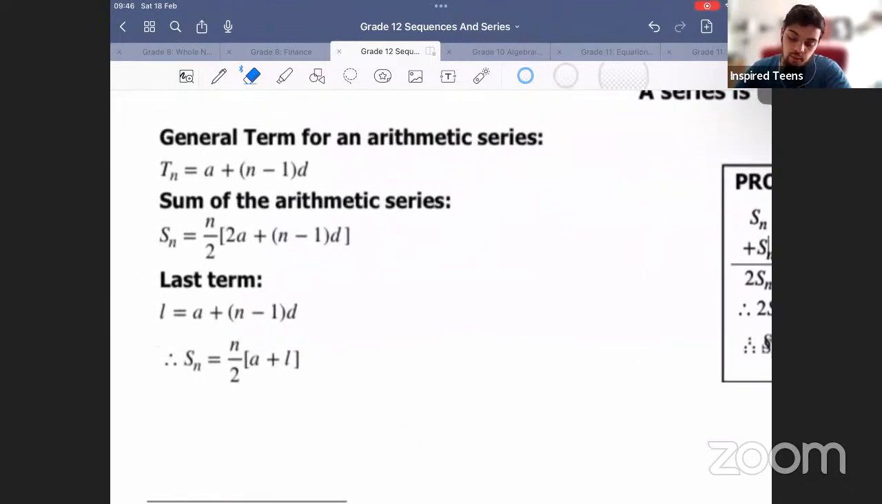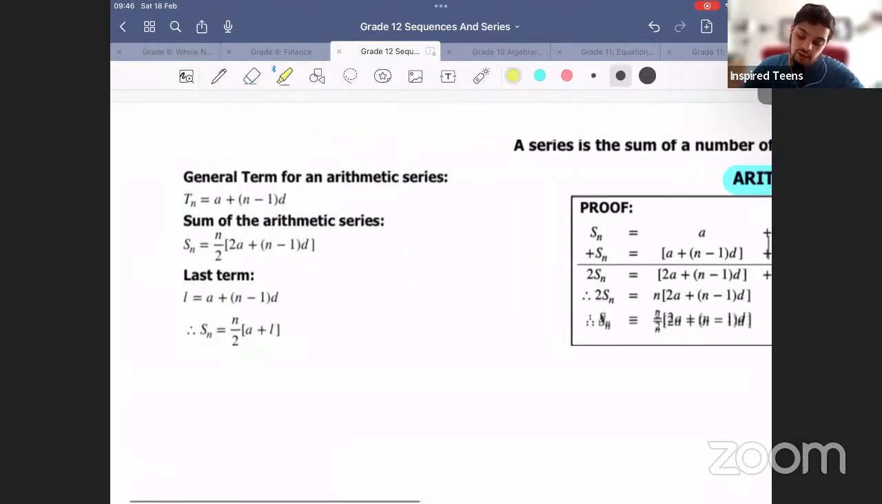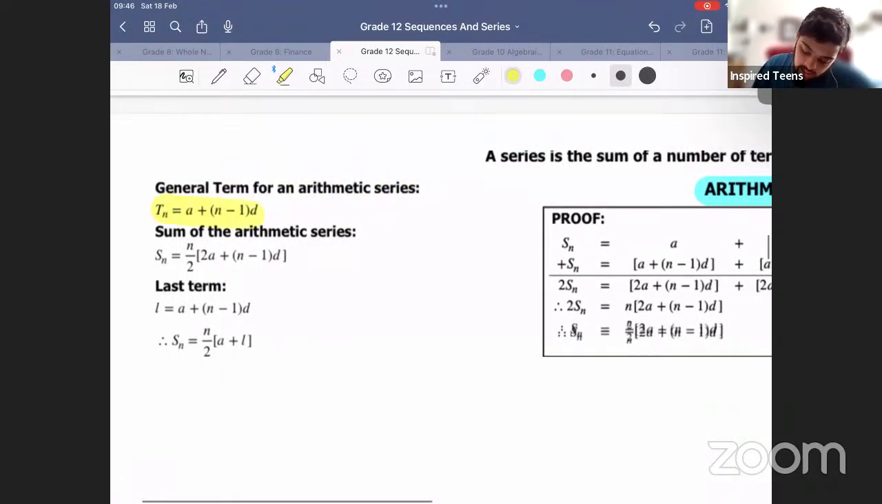Okay, so we're going to work with arithmetic series. The general term for the arithmetic sequence has its formula, Tn is equal to a plus n minus 1 times d. Now the sum formula for arithmetic series is Sn is equal to n over 2, open brackets 2a plus n minus 1 times the difference. There is another version of this formula. If you have the last term, you can utilize this formula. So Sn is equal to n over 2, remember n is the number of terms, into first term plus last term.